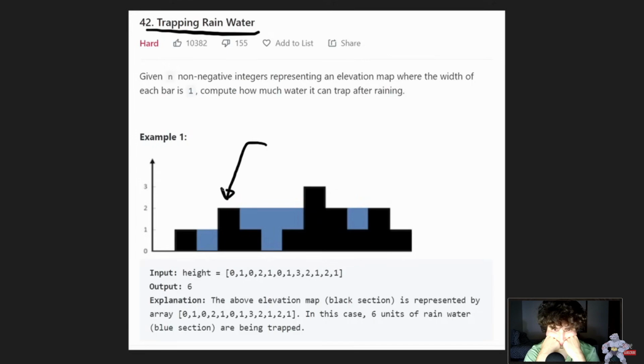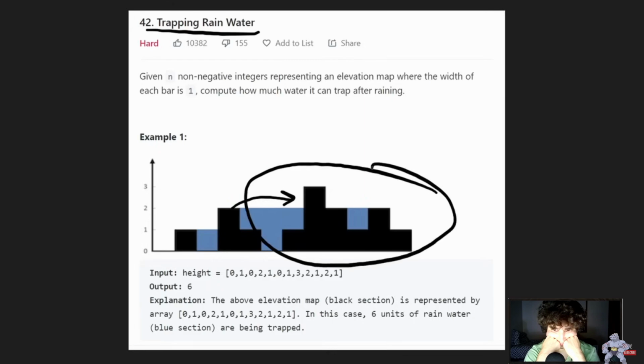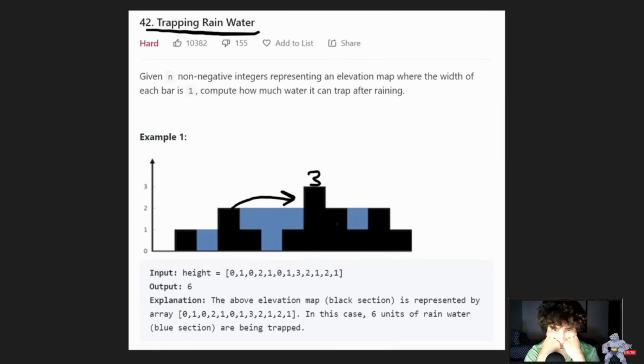Let's take a look at this position. Clearly we can't trap any water here, but why exactly is that the case? Well, when you look at the right position, in the entire right section, the maximum height is a 3, right? So that's good. 3 here. What's the maximum height on the left side? It's a 1, right? This position is a 2.